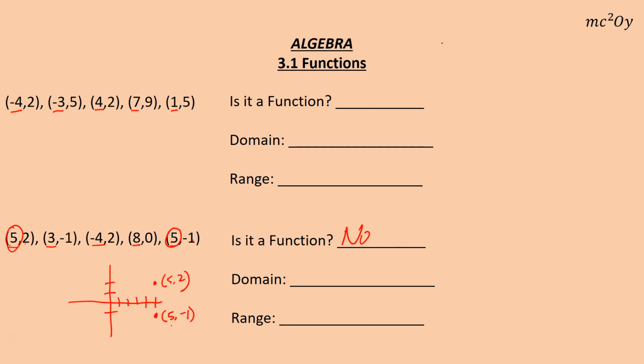Now the goal is not to have to draw it. I don't want you to use "it doesn't pass the vertical line test" as your reason. I'd rather you say the input of 5 has 2 different outputs. Okay. And so is this a function? Yes.